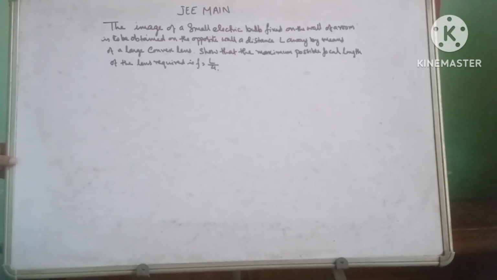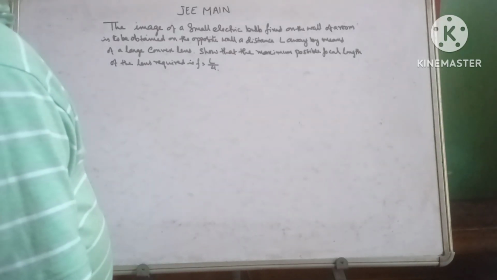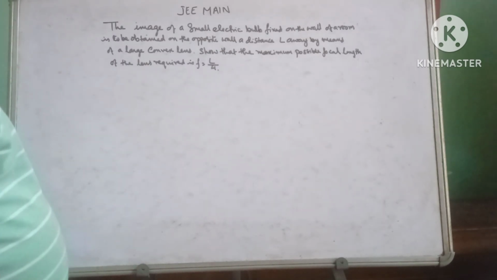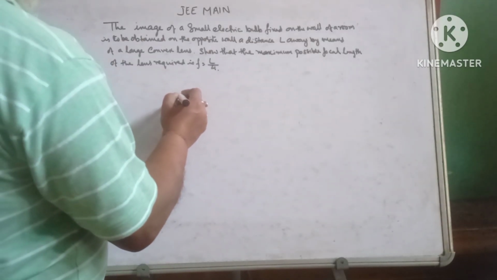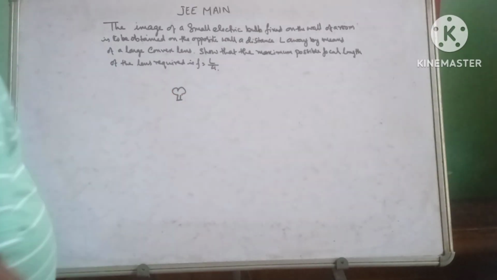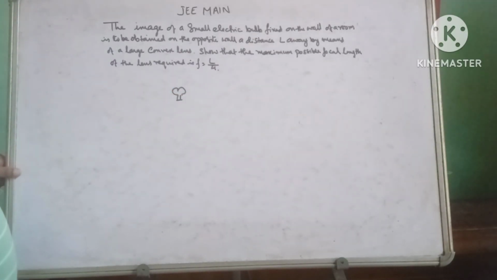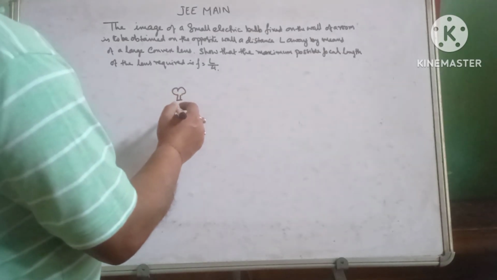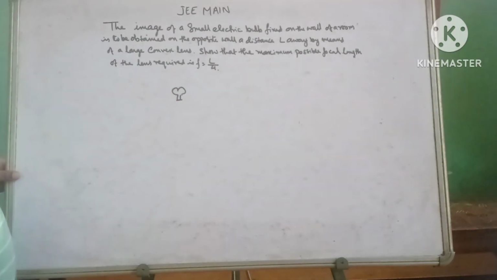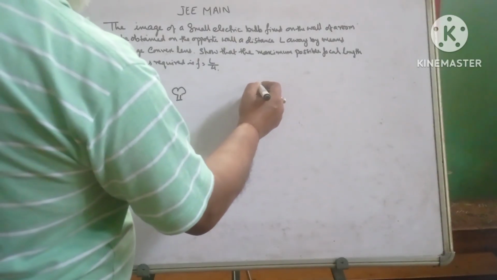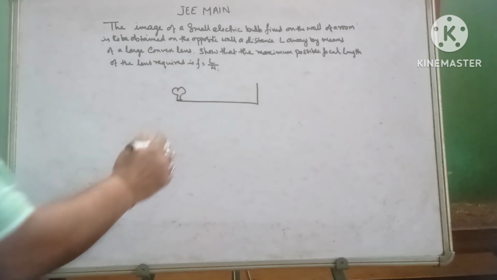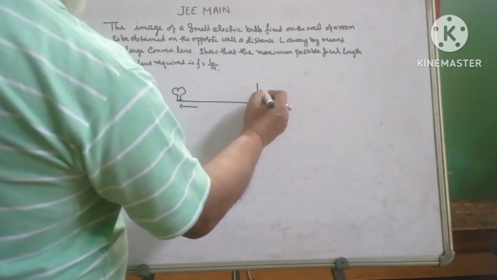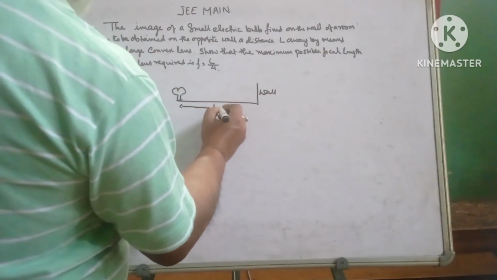Here the question is: the image of a small electric bulb fixed on the wall of a room is to be obtained on the opposite wall at a distance L. This is your electric bulb fixed on the wall of a room, and this is the opposite wall, and the distance between this wall and the bulb is L.